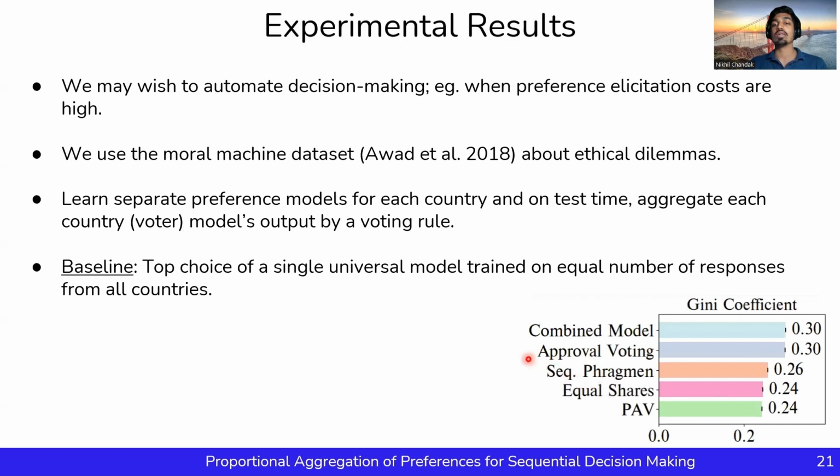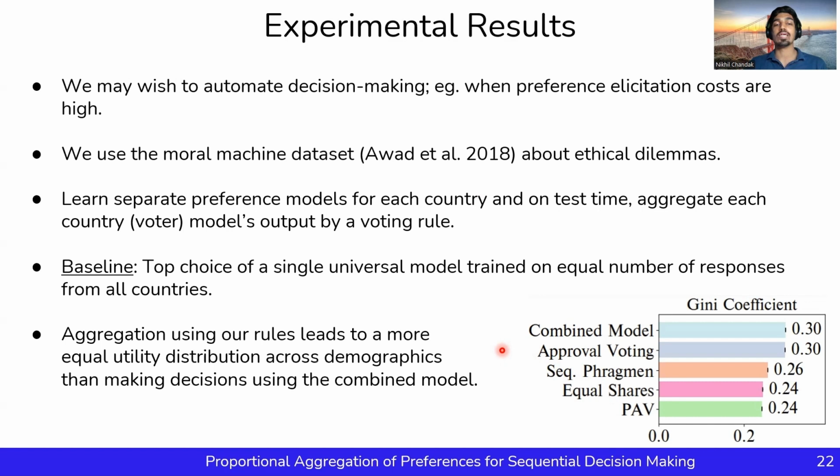Here, approval voting is a rule which chooses the alternative which has the highest support or approval in every round, so it maximizes efficiency. Across different settings and parameters, what we found consistent is the fact that aggregation using our rule leads to a more equal utility distribution than the combined model.